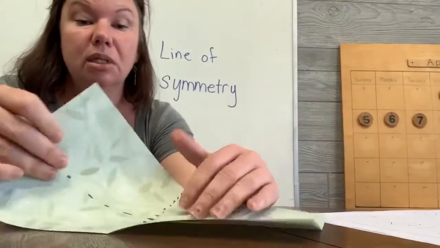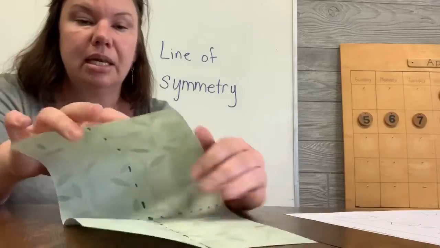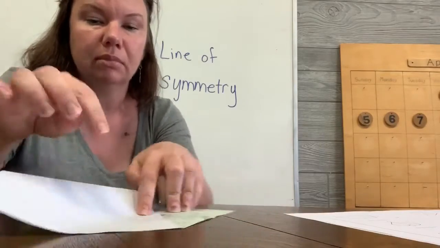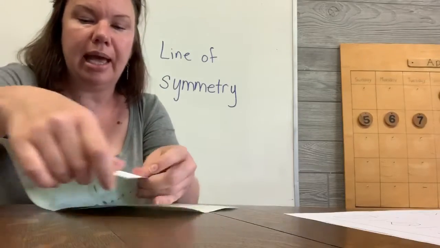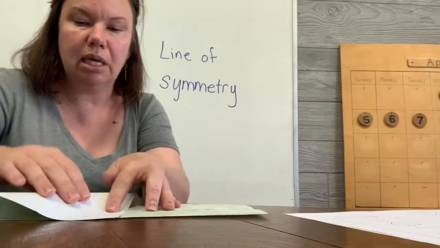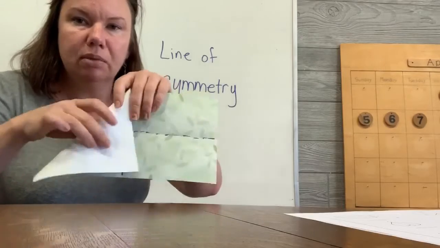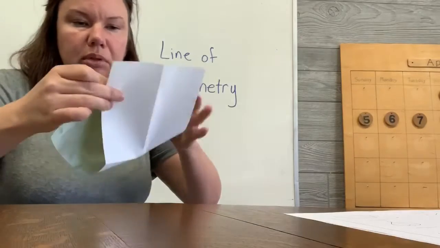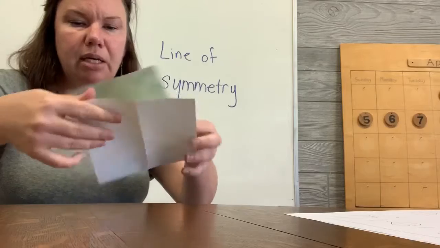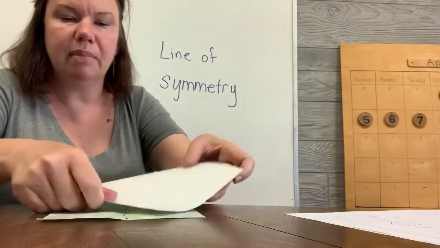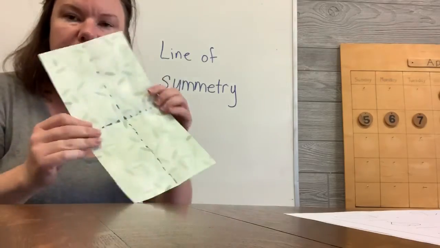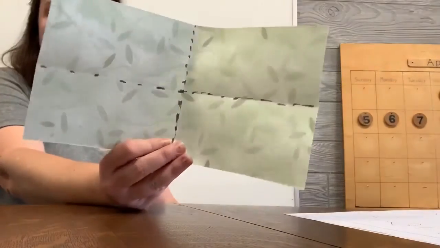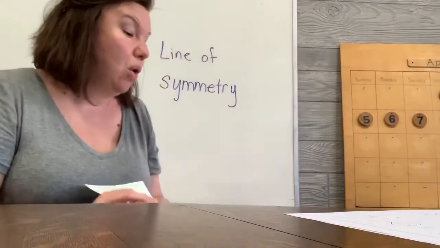Could we fold it diagonally? Let's see. If I try to fold it diagonally, it doesn't really want to work out to be very symmetrical this way. I don't think this one has a diagonal line of symmetry. Okay, so we're finished with this one.